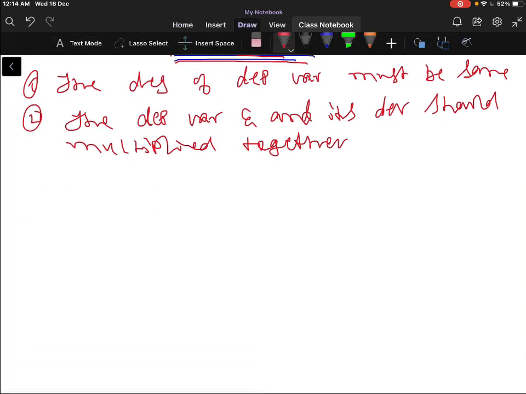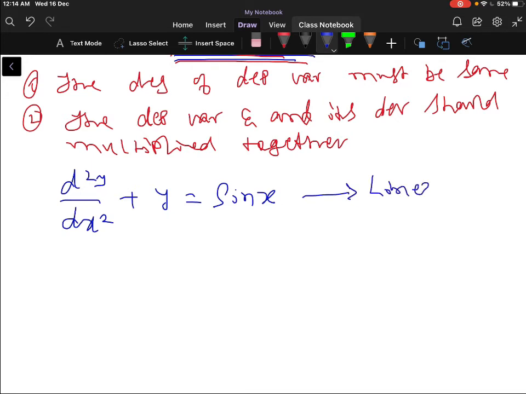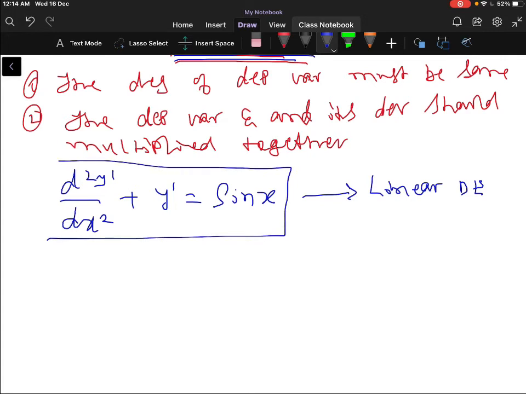For example, d square y by dx square plus y is equal to sin x. It is a linear differential equation. You can observe that degree of the dependent variable is same, that is 1 here, and dependent variable and its derivative are not multiplied together, therefore it is a linear differential equation of second order.